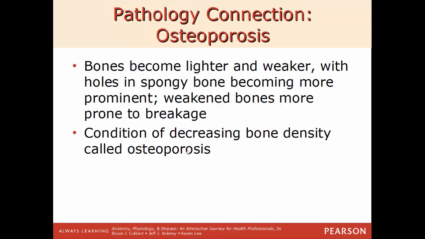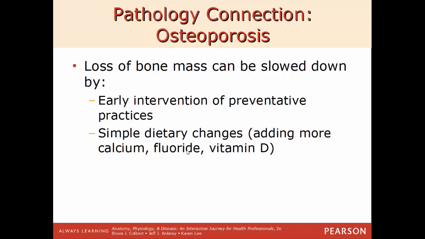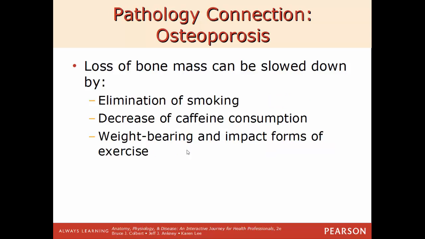It's because it's under so much pressure all the time from standing up, and as that hip bone gets weaker and weaker, it's more prone to break. Now, this loss of bone mass can be slowed down by various activities, such as changes in your diet: adding more calcium, more vitamin D, more fluoride. Other ways to slow down the loss of bone density are stopping smoking, decreasing the amount of caffeine that you consume, and also doing weight-bearing and impact forms of exercise.